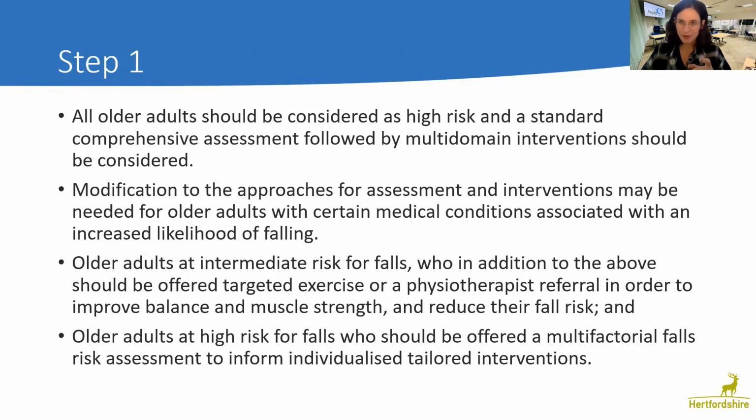Those at intermediate risk, and I will explain what this means in a second, should be offered exercise and referrals to health professionals such as physios, to improve balance and strength, because exercise, as we know, is the only way to improve it. We're not going to improve our balance by staying seated. But all older adults, generally at high risk, must be offered this risk assessment and then tailored interventions.